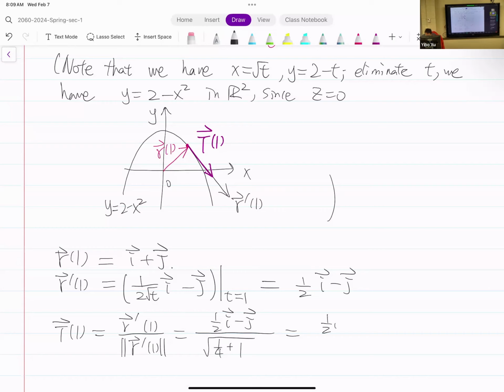So let me write just this step here: square root of 5 over 2. Okay. So if you do this division component-wise, there's going to be 1 over square root of 5 i minus 2 over square root of 5 j. Okay.